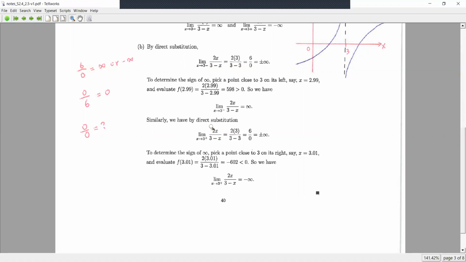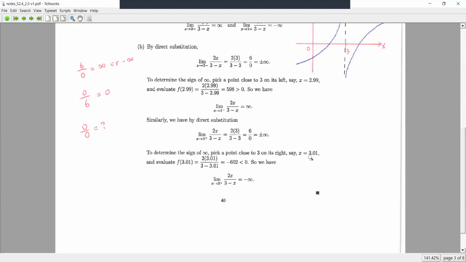Similarly, to find the right-hand side limit, plug in the number 3 for x. Then we have this equation. This number is 6 divided by 0. A non-zero number divided by 0 should be infinity, either positive or negative. To determine the sign of the infinity, this time I pick a point very close to the number 3, but from the right side.